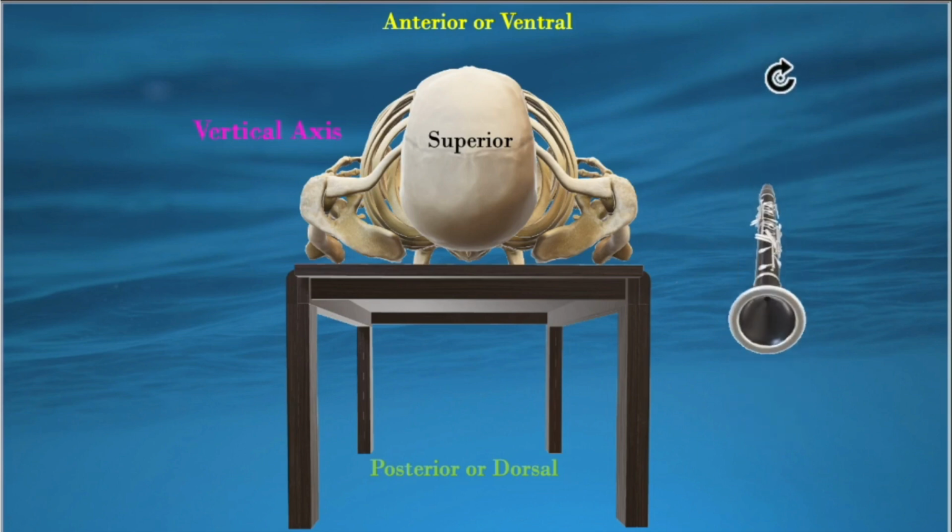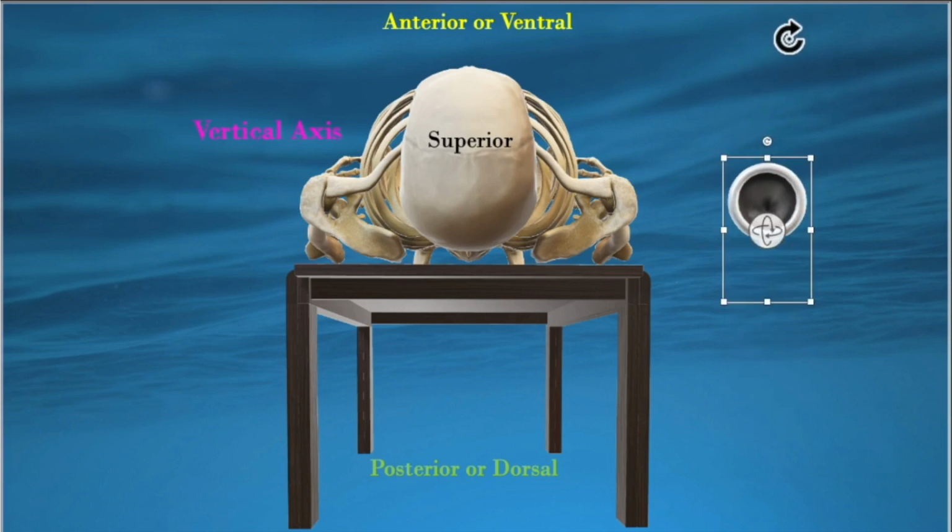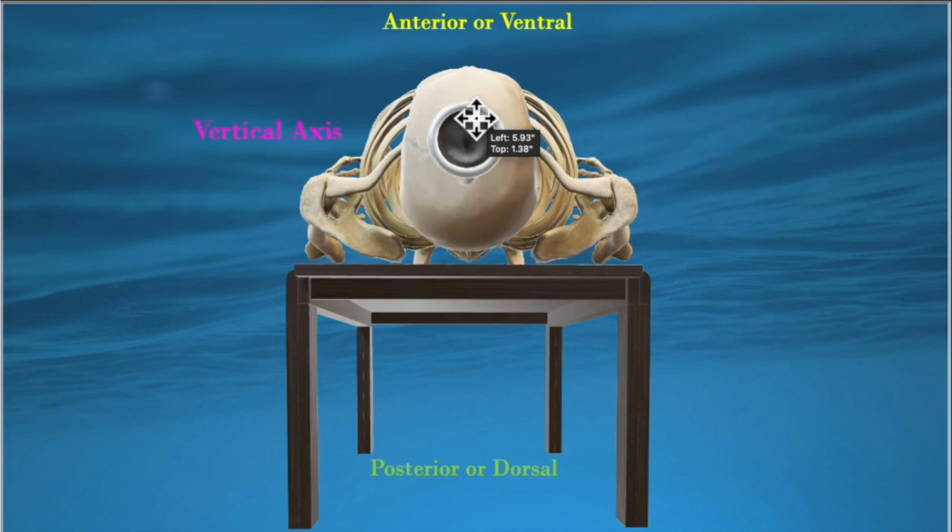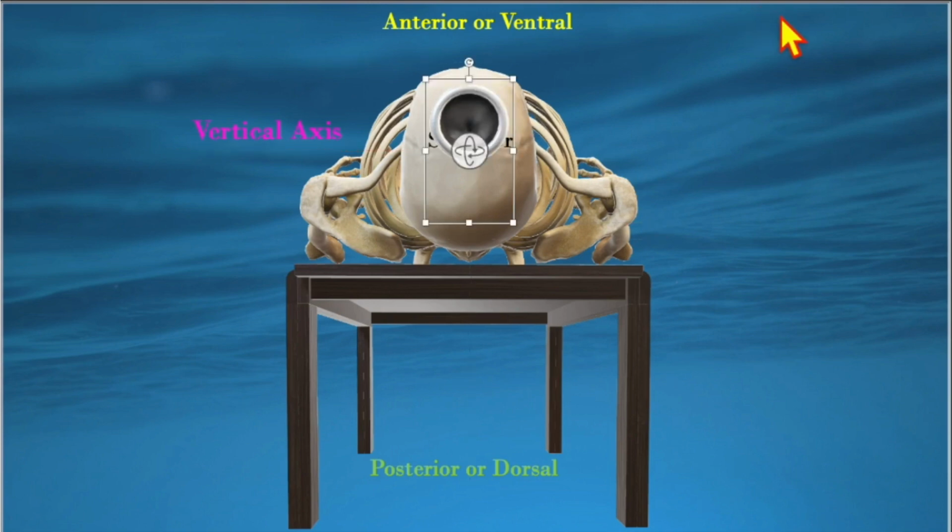Let's see how that's going to look. Here's your vertical axis. And you can see it's running right towards you if you're sitting at the head of the patient. Now, around a vertical axis in a transverse plane, you're going to have rotation. So the cranial bones will rotate around a vertical axis in a transverse plane.